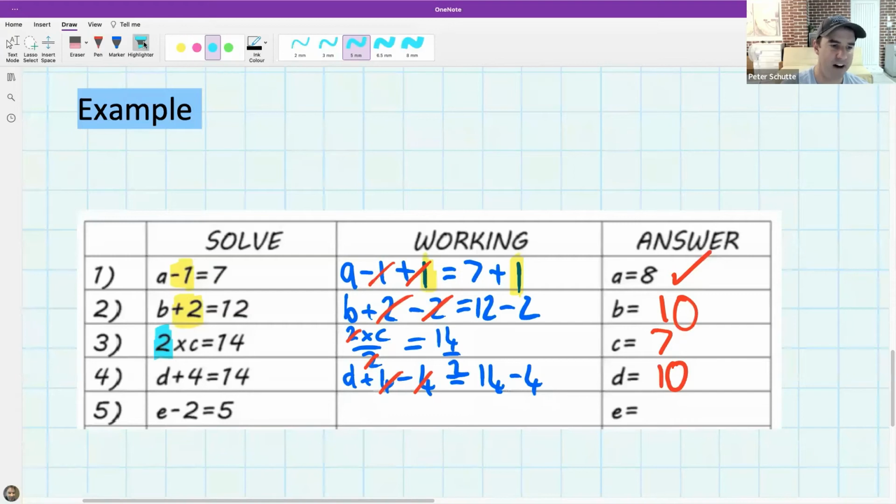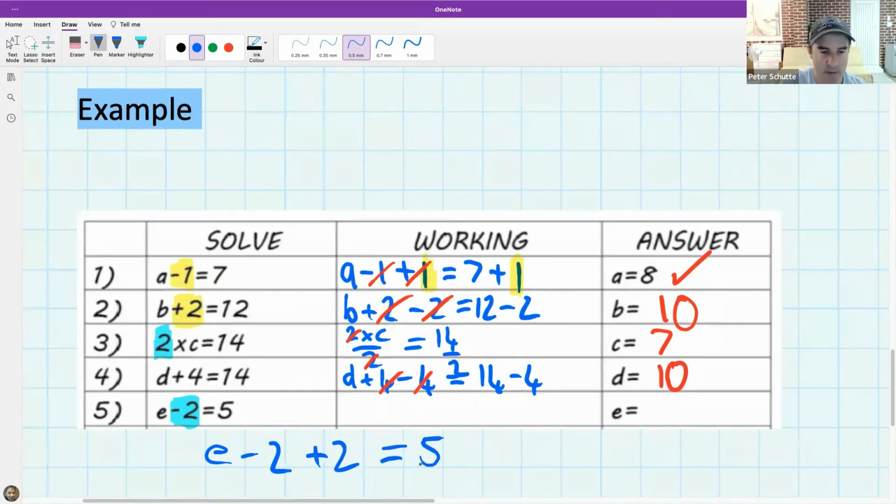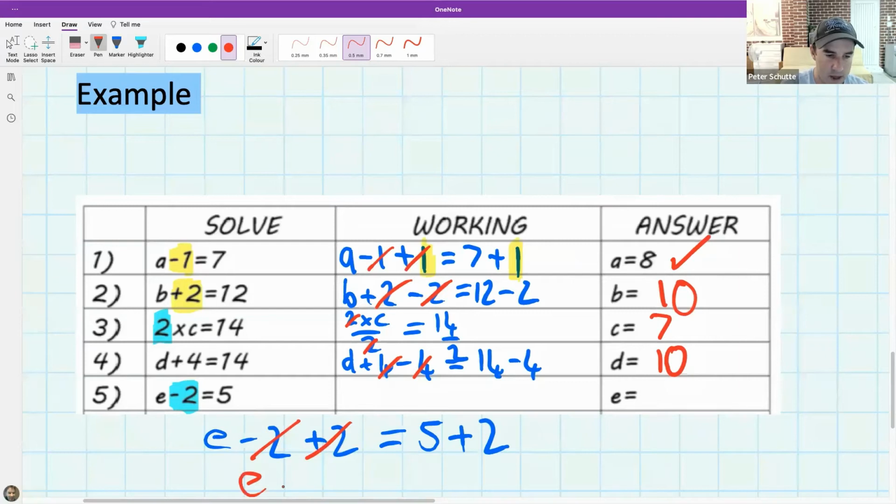So when I look at 5, I look at it and I go, I'd really like to get the e by itself. How do I do that? I know I'm going to do something to both sides. That something is going to have to get rid of the minus 2. And so what I do is I'm going to add 2 to both sides. So I go e minus 2, and then I go plus 2. But now because I've done it on the one side, I have to do it on the other side. The good news for me is that I've deliberately knocked out the minus 2. Basically, minus 2 plus 2 has no effect. And now I'm left with a lonely e. But the good news is on the other side, I've got 5 plus 2, which is 7.